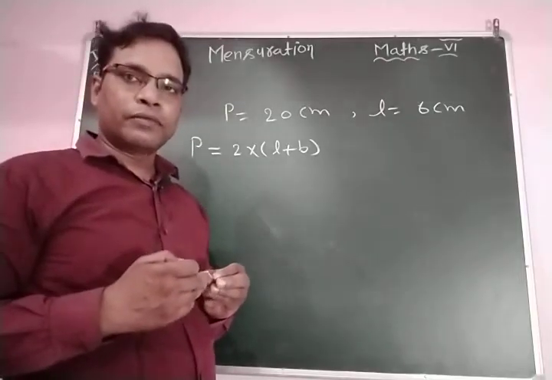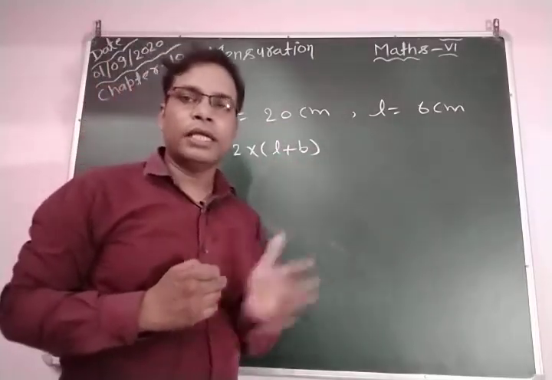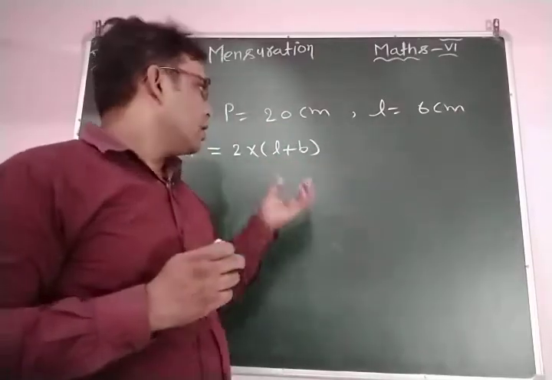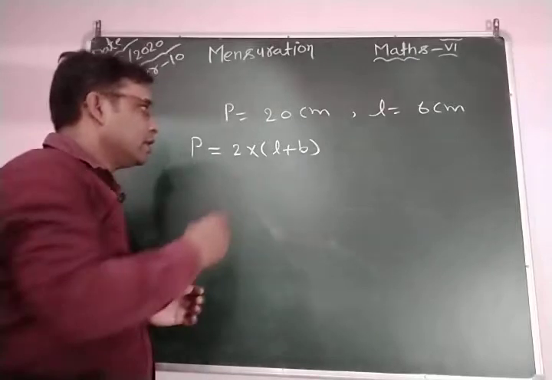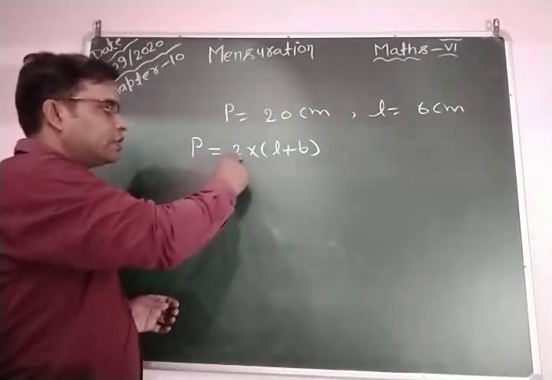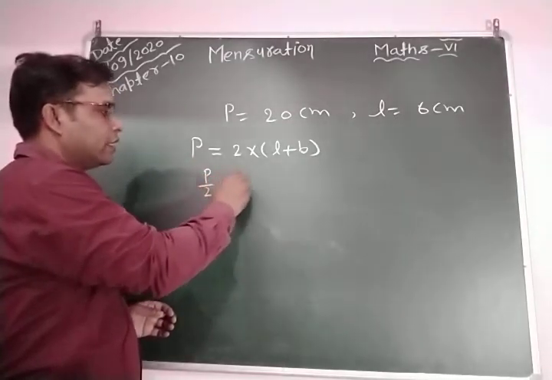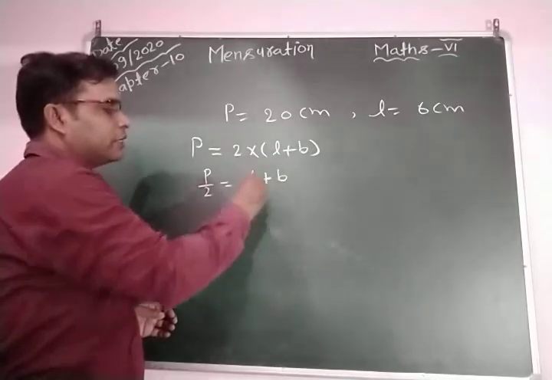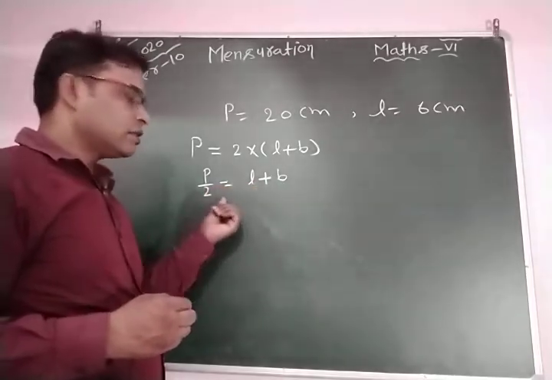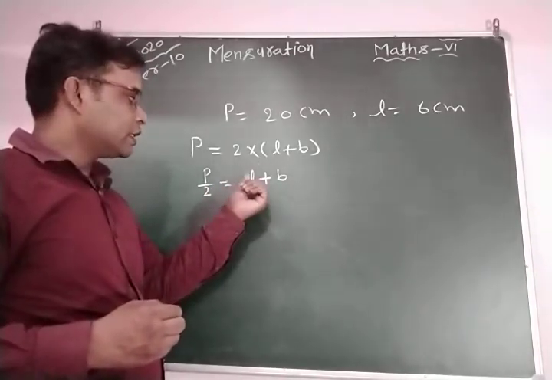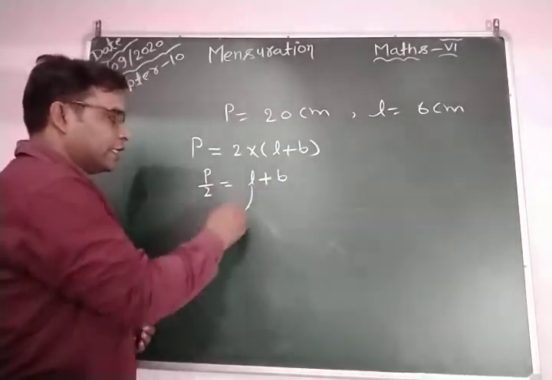One way is to put the values of P and L in this formula and simplify it, and you find the breadth of the rectangle. The other way is that first we transpose this 2 to the left side, then we obtain P by 2, and on the right side we have length plus breadth, but we need to find only breadth. So again we transpose this length to the left hand side. Here you can see this length is positive. When you transpose this length to the left hand side, it becomes negative.